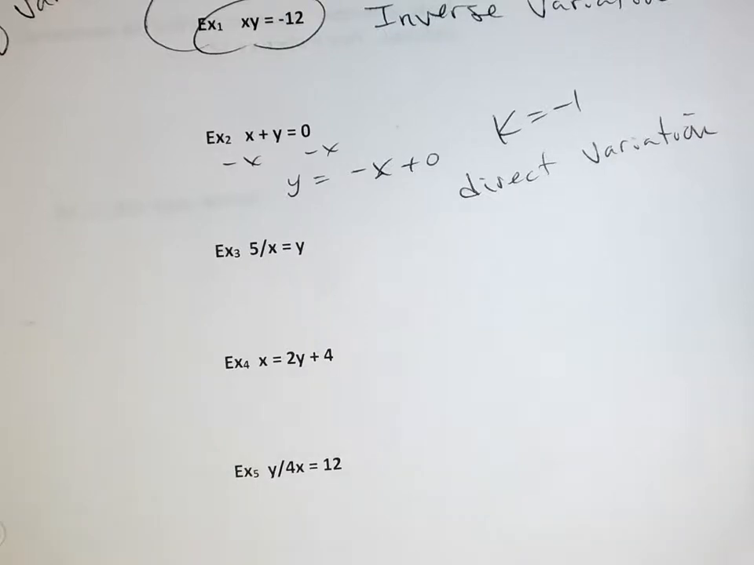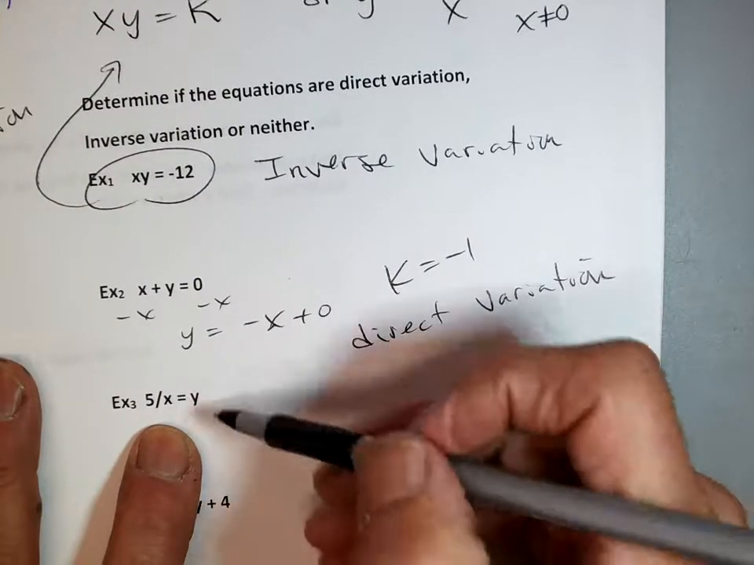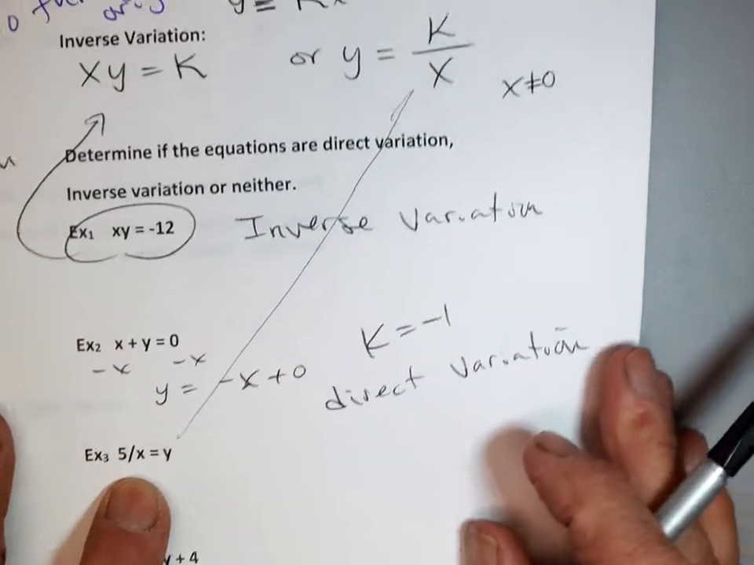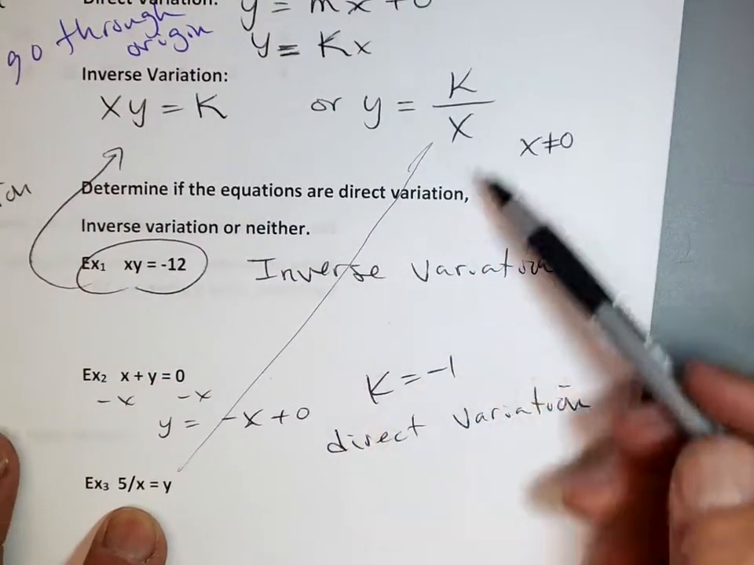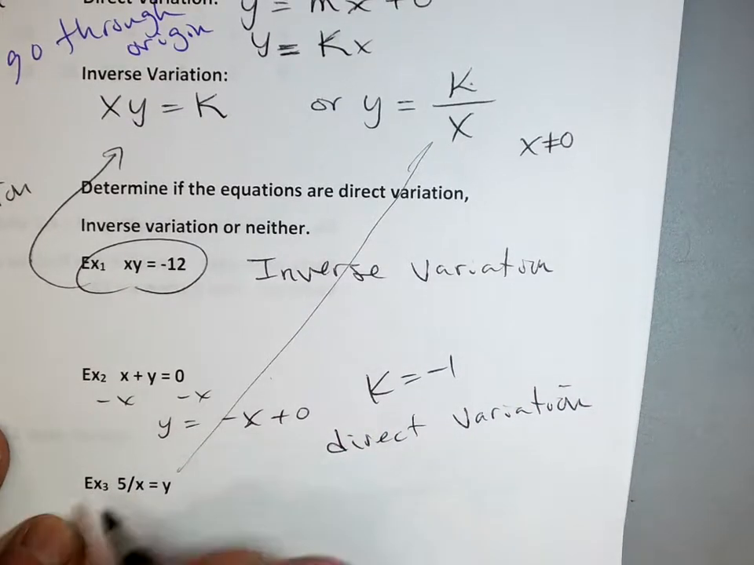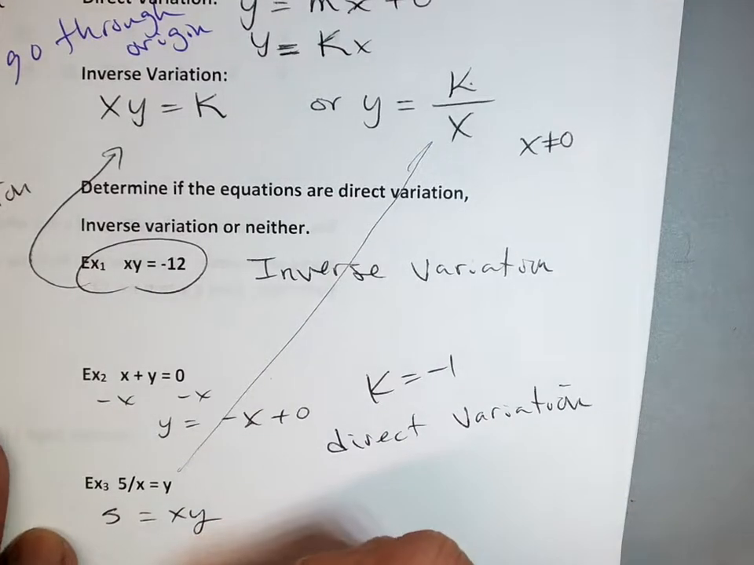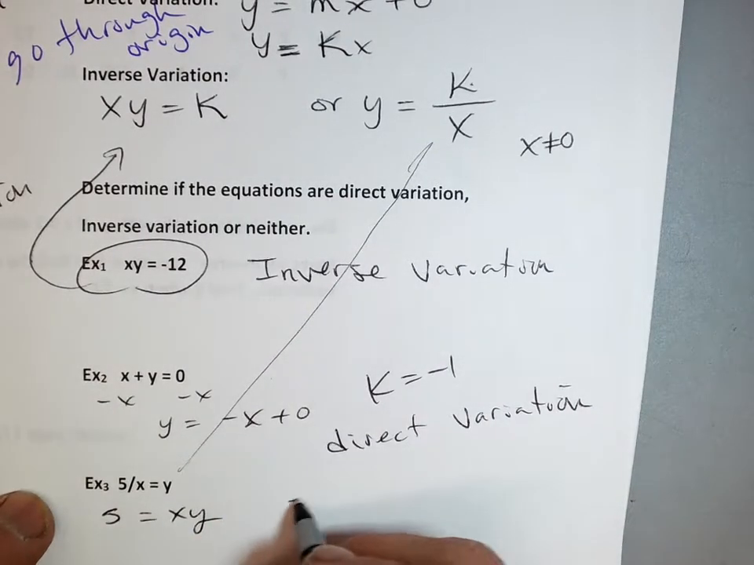Example 3 is kind of confusing. Maybe I could fix it and make it look better, or maybe I just leave it the way it is. It kind of looks like that form, doesn't it? You've got a number over x equals y. Or I can multiply and rewrite as 5 is equal to xy. Definitely, I'd say that's inverse variation. Good.